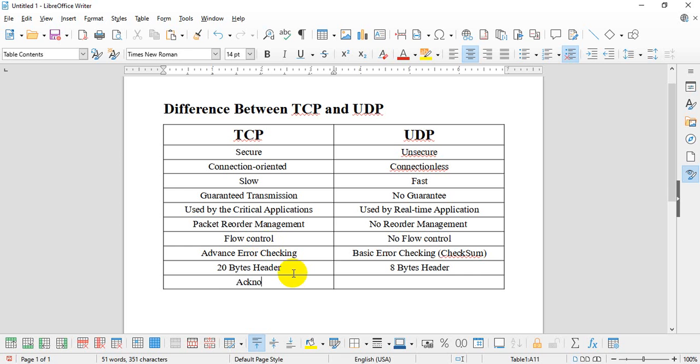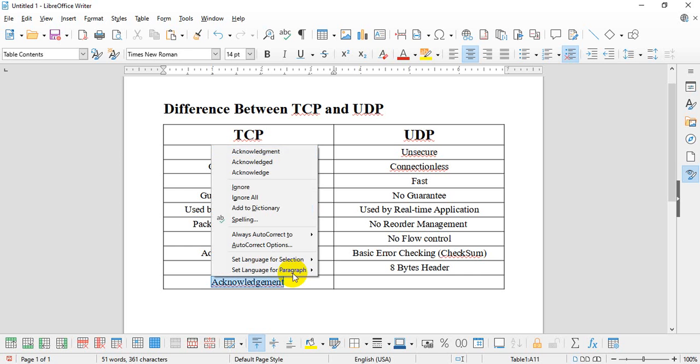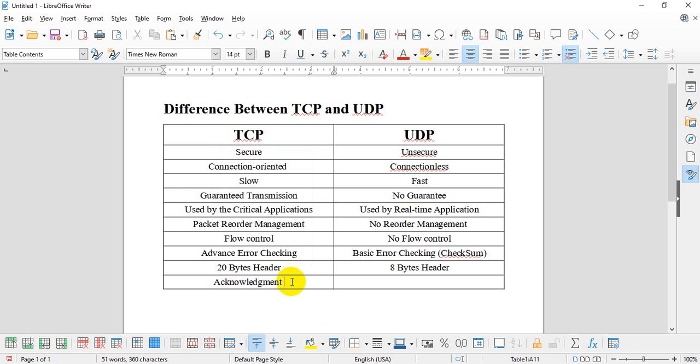What does acknowledgement mechanism mean? Acknowledgement mechanism means if the sender sends a certain packet or message, and the receiver receives the message sent by the sender, it will send an acknowledgement message. Acknowledgement message means that yes, I have received the packet or the message.